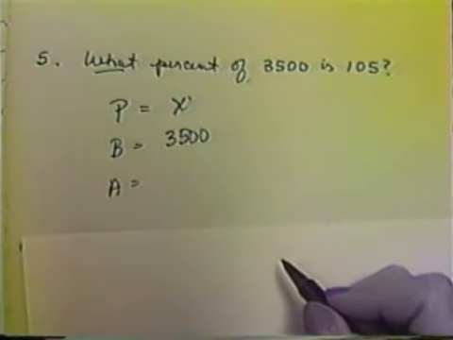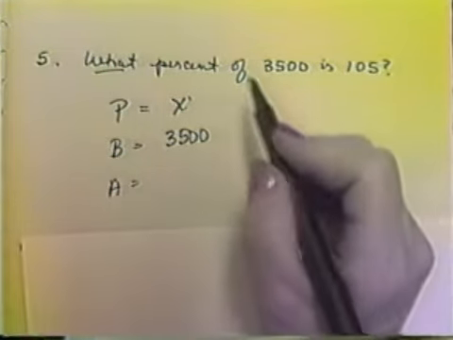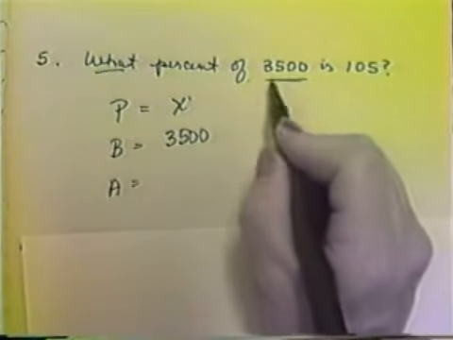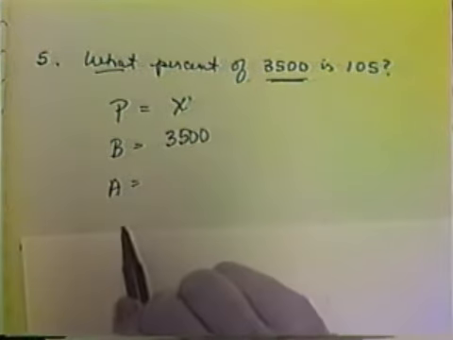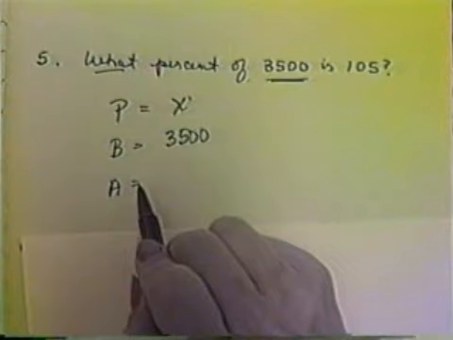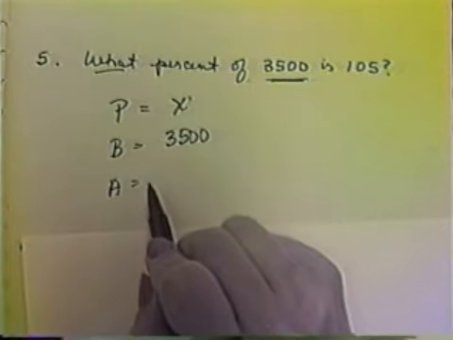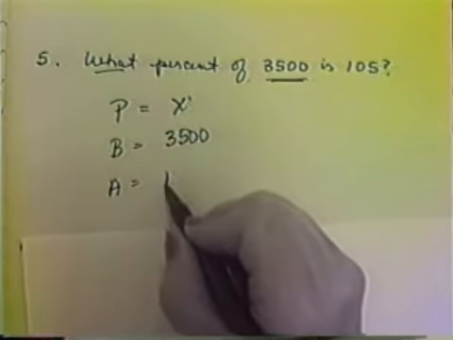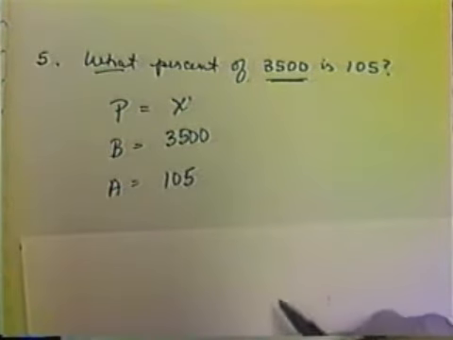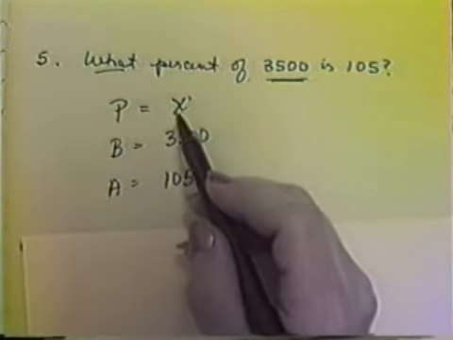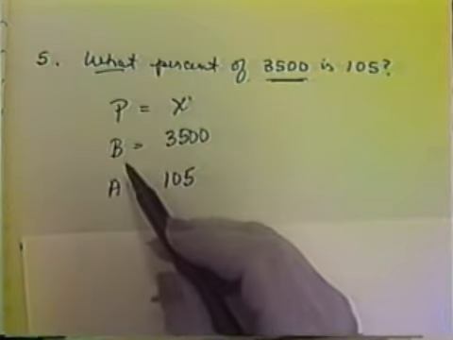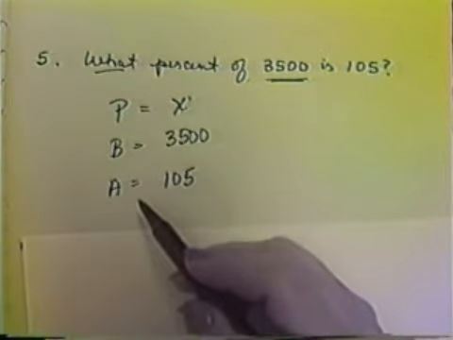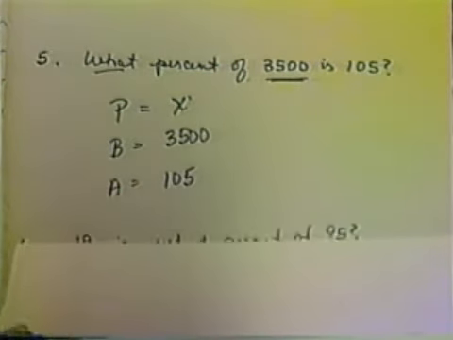The base is what we take the percent of, and notice that's usually after the word "of." So our base is 3,500, which leaves our amount to be what? It leaves our amount to be 105, because that's what the percentage of 3,500 is going to be. Percent is our unknown this time. The base was 3,500. The amount is 105.